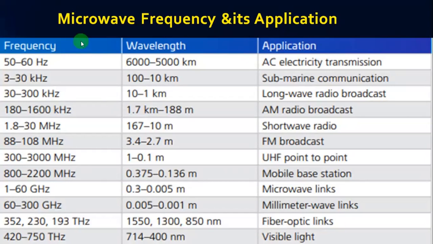And for the mobile base stations, we use 800 to 2020 megahertz, and the frequency range can vary from one network service provider to another, because the bandwidth is classified for the various companies, for Grameenphone, for Banglalink, or for Airtel, or for Robi. The bandwidth is different, so the frequency range is also different for the different mobile communication systems.